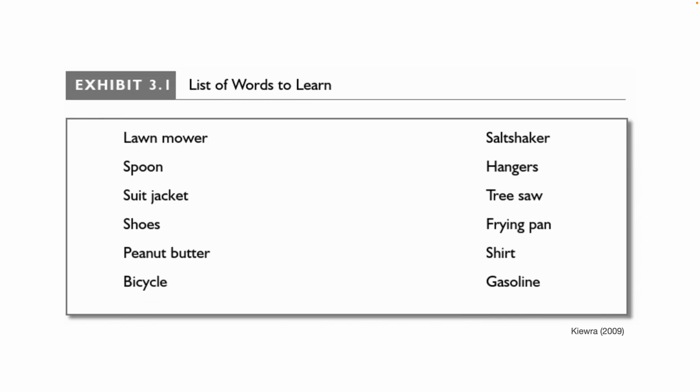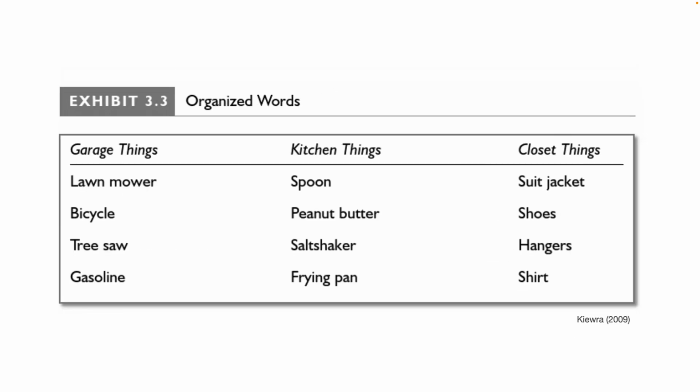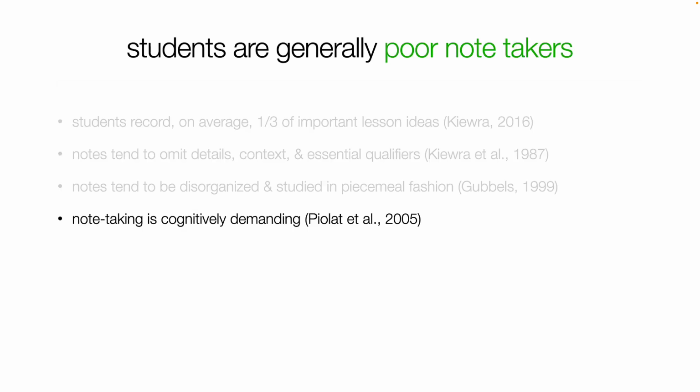Here's another quick demo. Imagine these words represent ideas found in your notes that you need to learn for a test. Some of these words relate to one another, but as Kiewra and others have argued, students don't often represent those relationships in their notes and tend to study course ideas in a piecemeal fashion as independent ideas. However, if we organize these words according to the broader concepts that they represent, they become much easier to think about and remember. The next point here is that note taking is cognitively demanding.